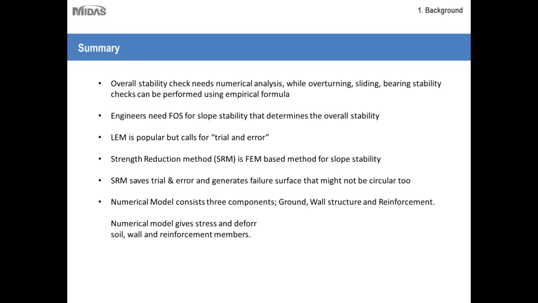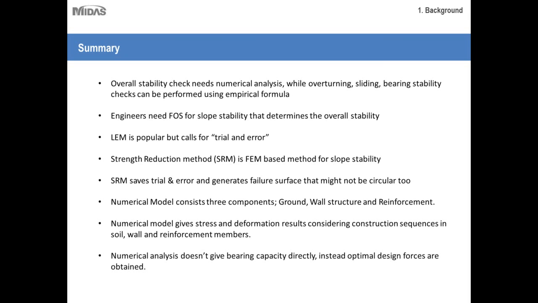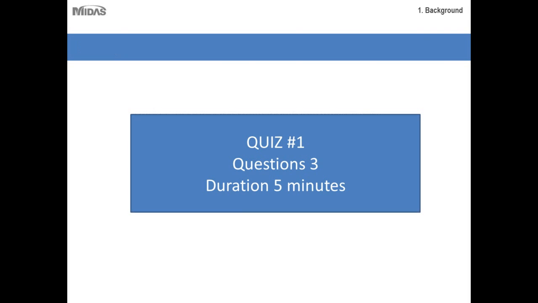Numerical model consists 3 components: ground, wall structure, and reinforcement. Numerical model gives stress and deformation results considering construction sequence in soil, wall, and reinforcement members. And finally, numerical analysis doesn't give bearing capacity directly. Instead, it gives optimal design forces for wall and reinforcement members.